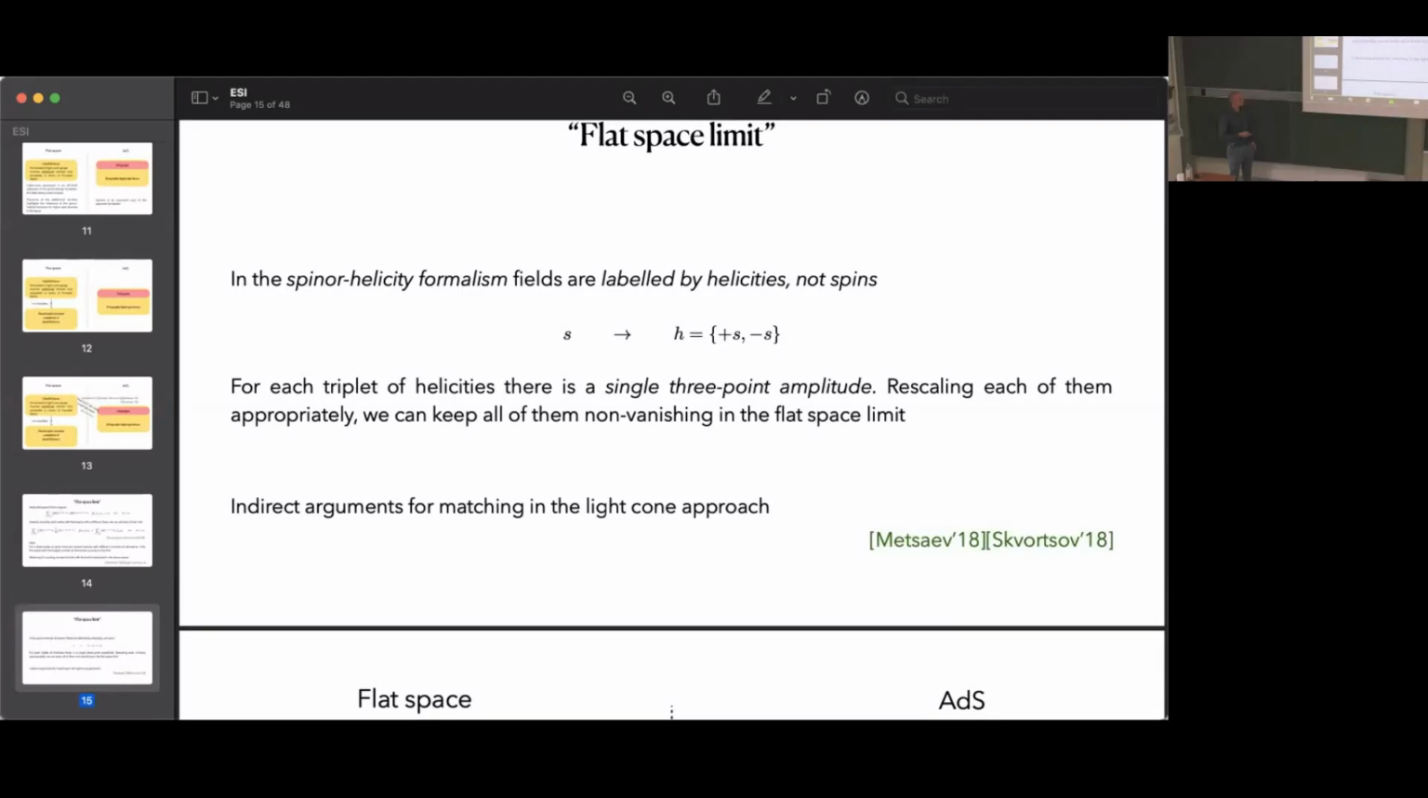So we can try to do something even better. When we are using other approaches like light cone or spinor-helicity, each spin corresponds to two helicities, which makes this labeling of vertices even more refined. So instead of spin S, you have helicities plus S and minus S. And then for a fixed triplet of helicities, you get a single vertex. And then you rescale each of them in a similar way with different coupling, with different prefactor, along the lines of the previous slide. Then you take a flat space limit and everything survives. So the expectation is that there is a matching between the AdS theory, the one which is derived holographically, and the flat space one, once you do this type of a limit. And there are indications that this is indeed true, but it was done in the light cone and not by taking the limit from holography, but rather studying consistency conditions in the light cone in flat space and in AdS.